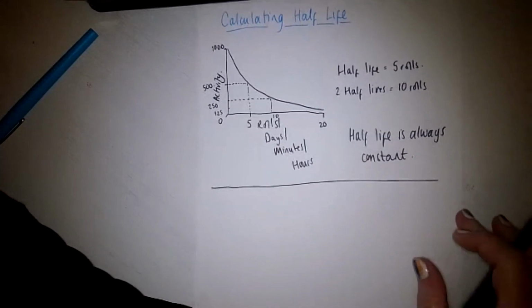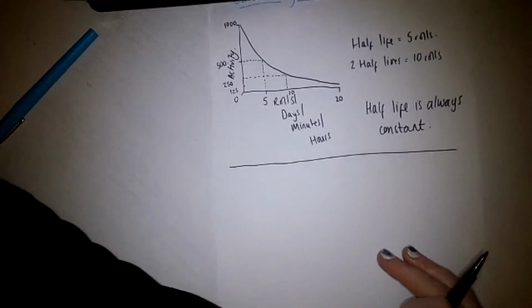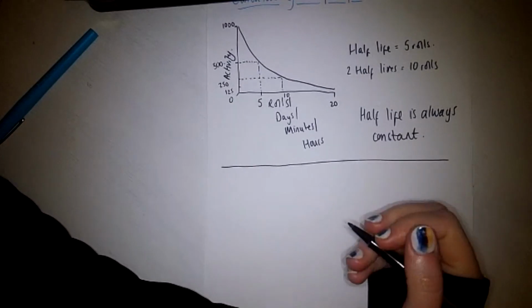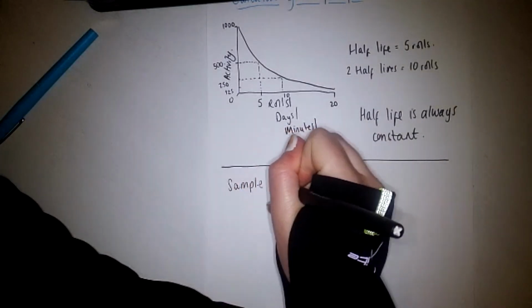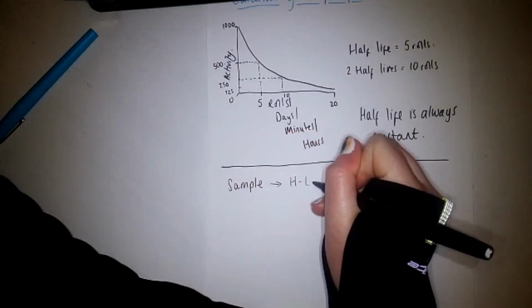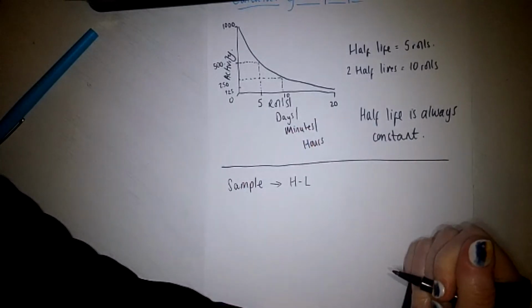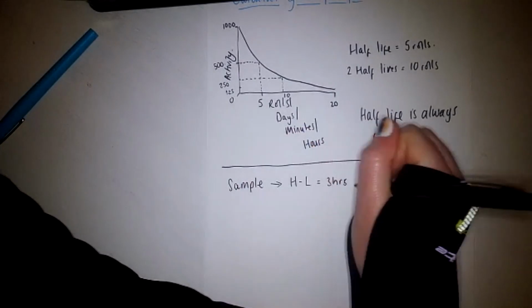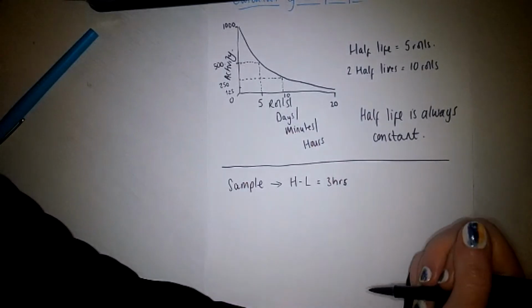If you are given a wordy question and you are told to work out the activity, then it will look a little something like this. And again, this is in the PowerPoint, so you can watch the video, but it's in the PowerPoint as well. So if I give you a sample and its half-life, I'm going to start being really lazy and just write HL, because I'm a chemist and we abbreviate everything. So the half-life is 3 hours.